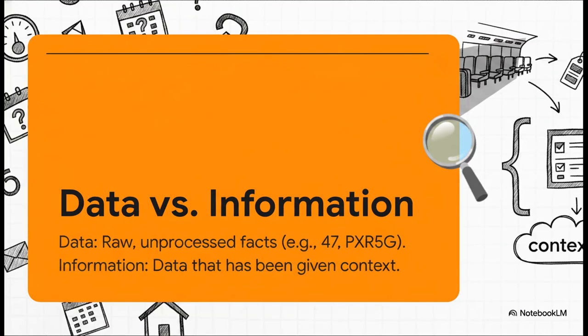You're given these random bits, 47, 22, and PXR5G, and asked why this is data, not information. Well, the keyword here is context. Is 47 a temperature, somebody's age, a house number? Who knows? Without context, they're just raw, meaningless facts. But the second we add context, like seat 47 on flight PXR 5G, boom, it suddenly becomes useful information.